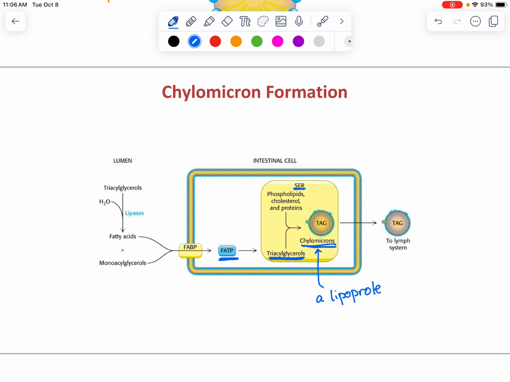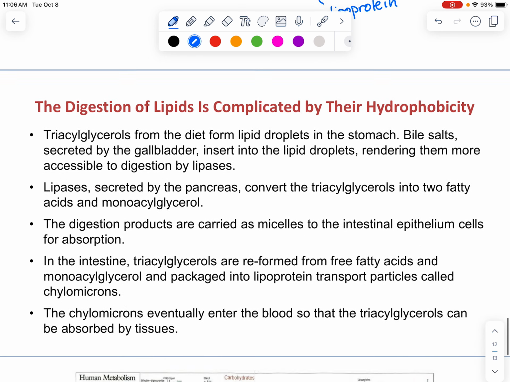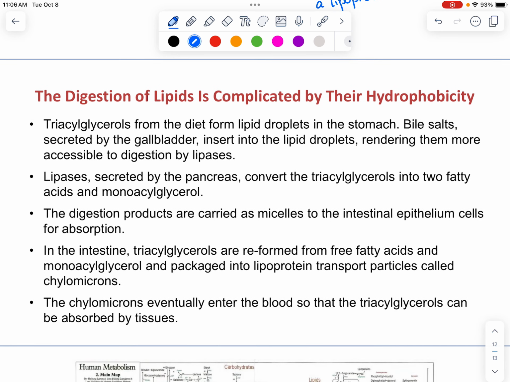A lipoprotein, so a mixture of lipids and proteins, and these get passed out of the cell into the lymph system and then eventually into the bloodstream, where then they get transported around mostly to fat cells and muscle cells. So this lipid process is more complex than the others. This is just all the words I just said. So maybe not in exactly the same words, but just so you have it there in writing.